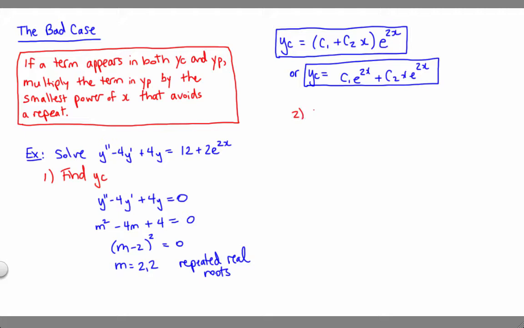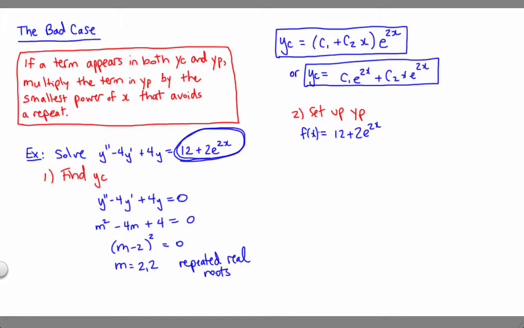Step 2, we're going to set up yp, our particular solution. To set up yp, we'll want to look back at what function we had on the right side of the DE. So in this case, our function of x is 12 plus 2 e to the 2x, and usually we give that the name f of x. So f of x is whatever function of x you've got on the right side of the DE.